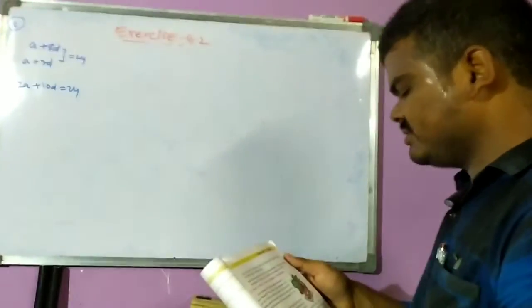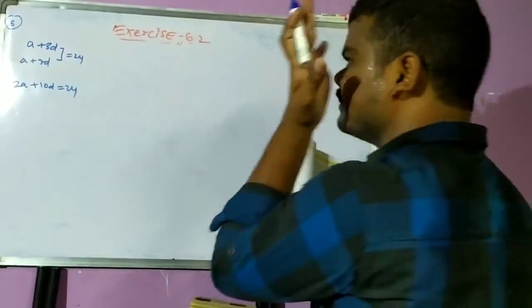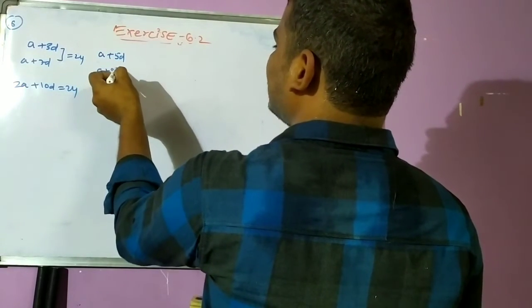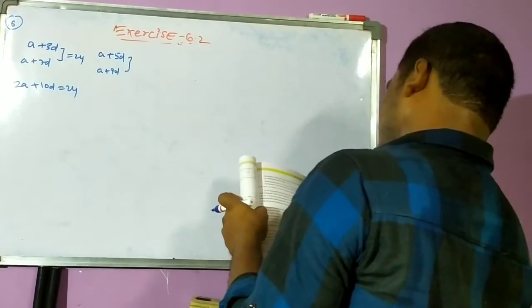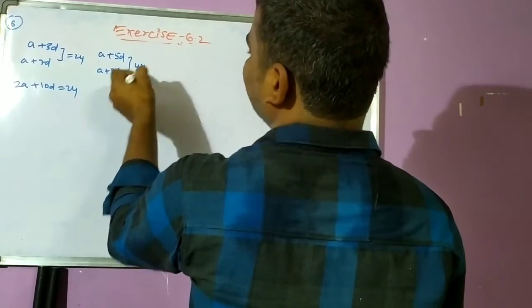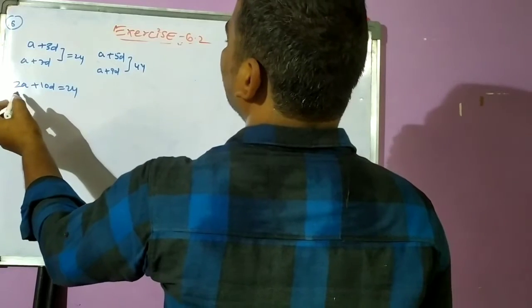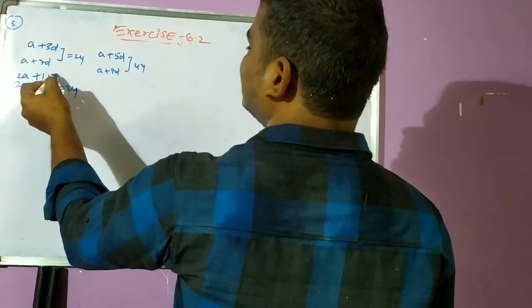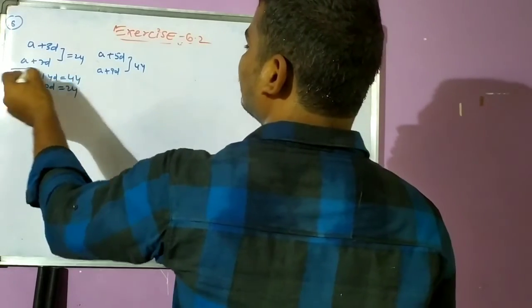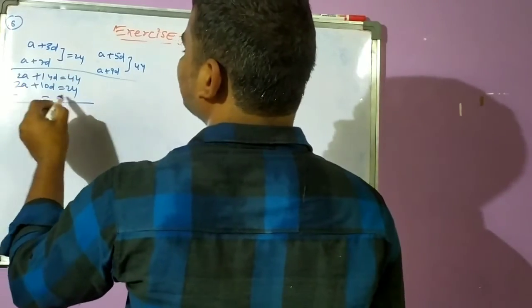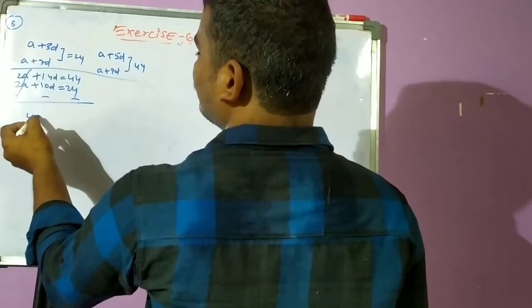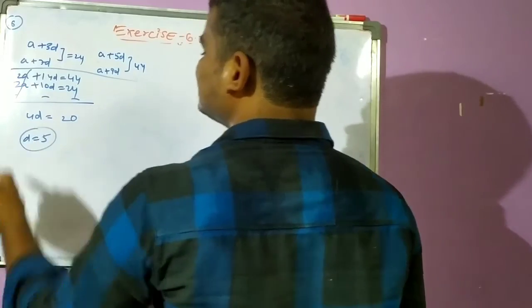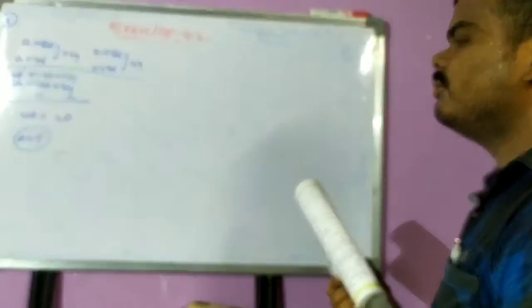Next, the sum of the 6th and 10th terms is 44. What is the 6th term? a plus 5d. What is the 10th term? a plus 9d. Adding these two, 2a plus 14d is equal to 44. Now subtracting these two, a gets cancelled. 4d is equal to 20, so d is equal to 5. The common difference is 5.